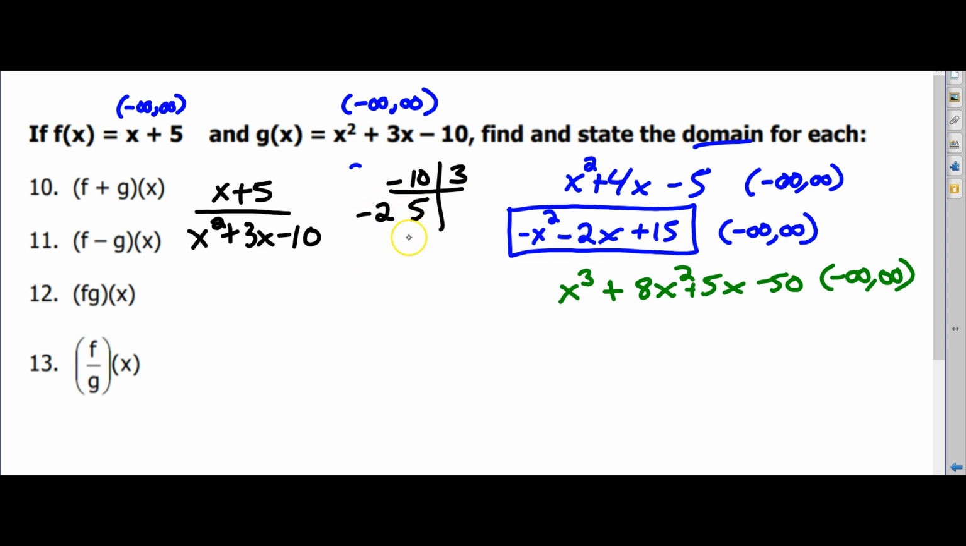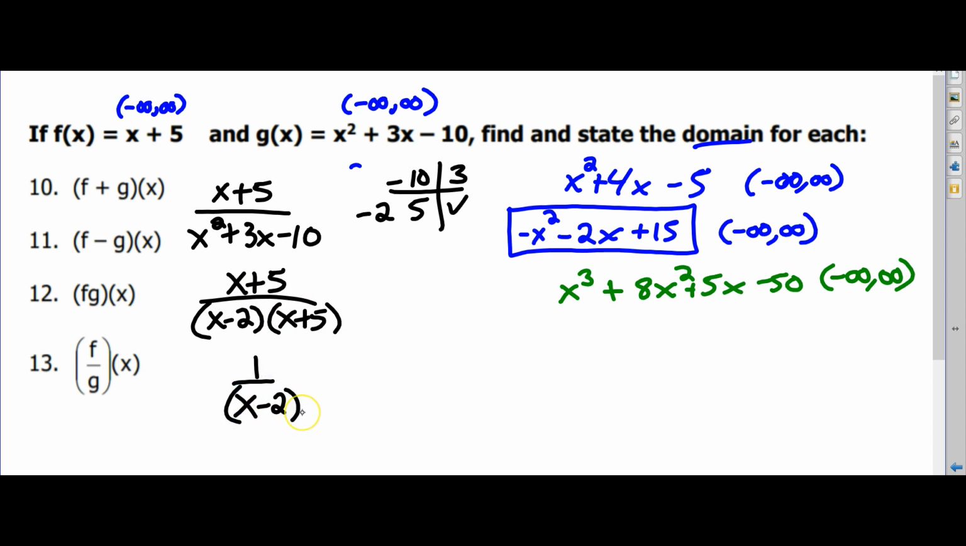Multiplying the 2 gives me negative 10. Adding it gives me positive 3. Since the leading coefficient here is 1, there's a shortcut, and that's that this will factor to x minus 2 times x plus 5. Now notice our x plus 5s will cancel out here, and this function simplifies to 1 over x minus 2.